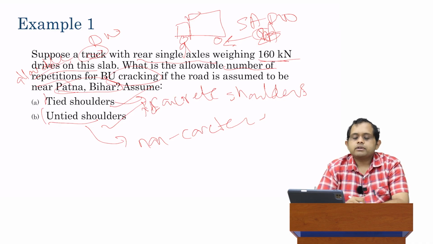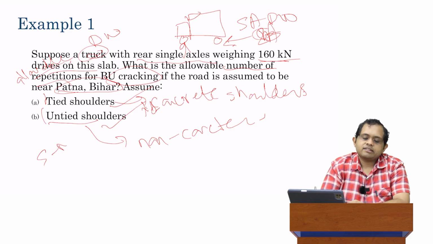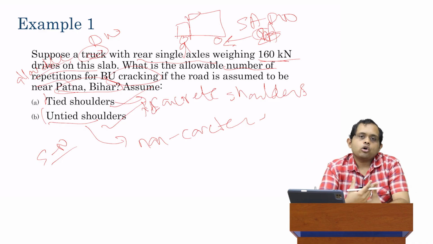Okay. To calculate the allowable number of repetitions, obviously we are going to use our SN relationship, our SN curve, which we saw previously, where N is the number of allowable repetitions, that's what we want to calculate, and S is the stress ratio. So if we have a stress ratio, that means we need a stress. So clearly we need to be able to calculate the stress. Therefore, we need to assemble all the inputs we require to calculate stress.